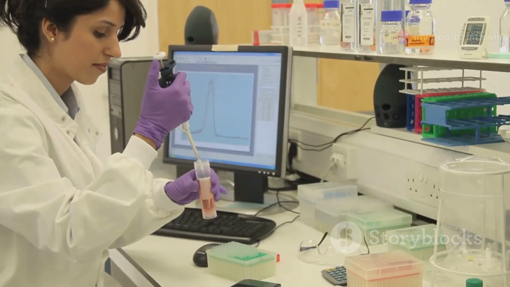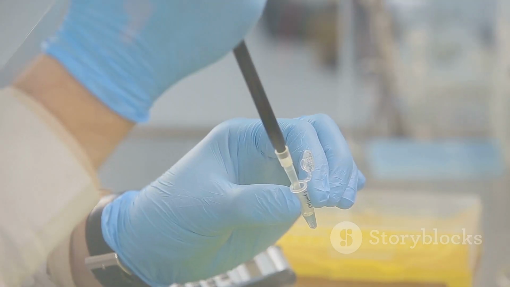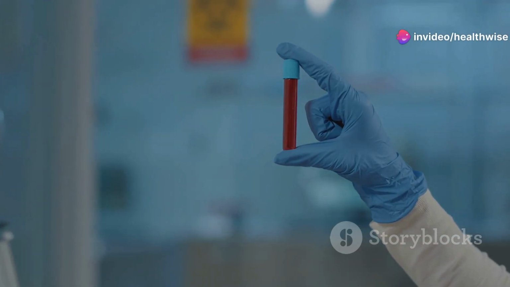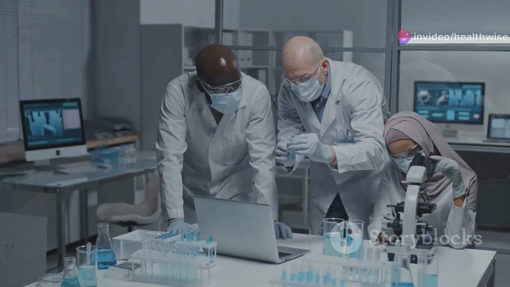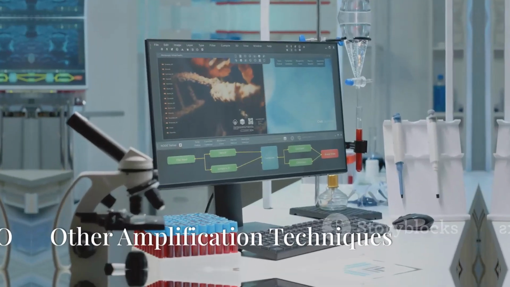The third step is extension. We use an enzyme called DNA polymerase. It adds nucleotides to the primers. This creates new strands of DNA, complementary to the original template. These three steps are repeated many times. This results in an exponential amplification of the target DNA sequence.